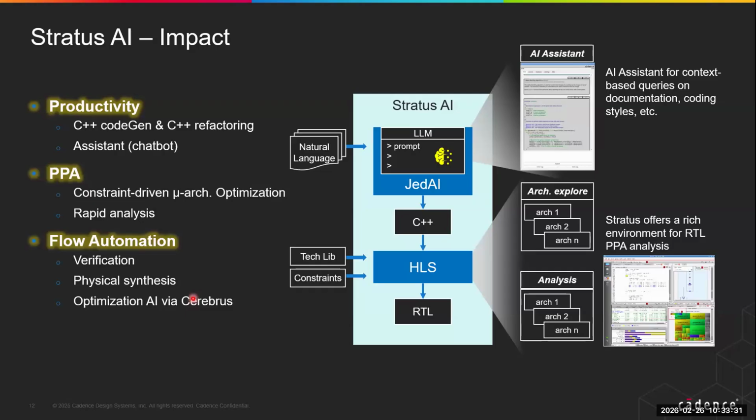Now, the goal of this is productivity, PPA, and flow automation. As you start looking at other solutions and technologies, what's amazing is the dearth of information on PPA. Everyone seems to be focused on, hey, can I generate functionally correct code? That's only part of what an RTL development engineer does.